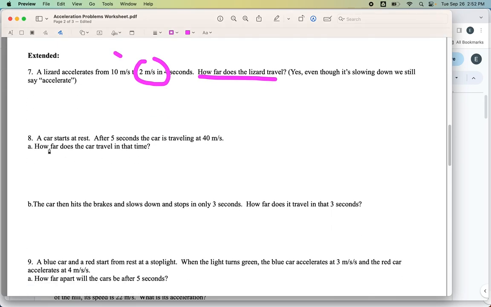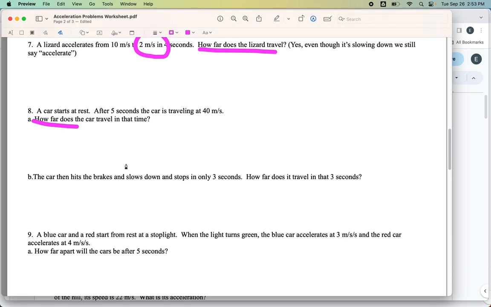Okay, how far does the car travel? That's a position. You're going to want to use the position formula. First, you're going to have to find the acceleration, and then you're going to have to find the position. This one is kind of a brand new problem. So what's happening in this problem is you're starting out with a car. It has an initial velocity of 40, and then it slows down and stops.